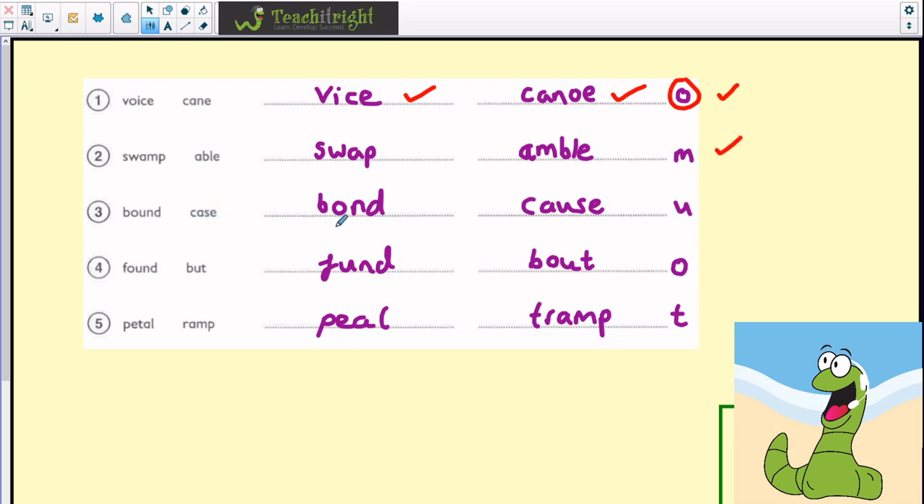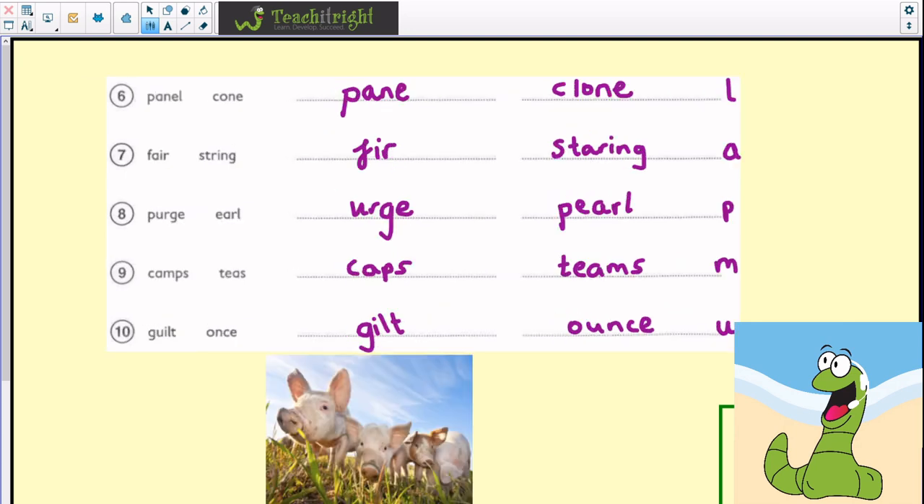Bound and case becomes bond and cause. It's the U. Found and but becomes fund and bout, like a boxing bout. And then we've got petal and ramp, and that becomes peel and tramp. So it's the T. Hope you managed to do well on those. We're now going to move on to the last 5 of these.